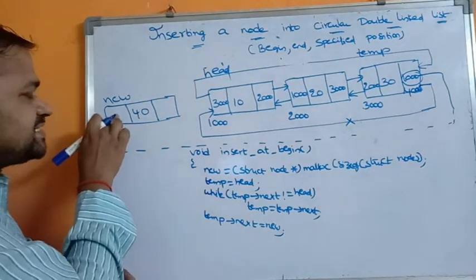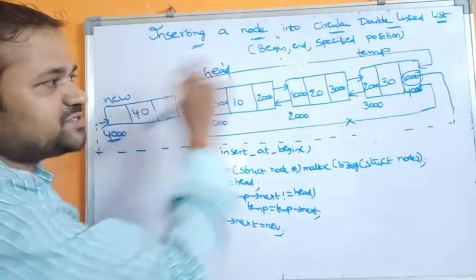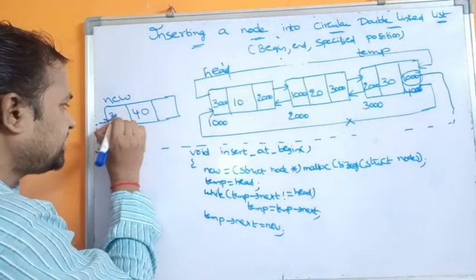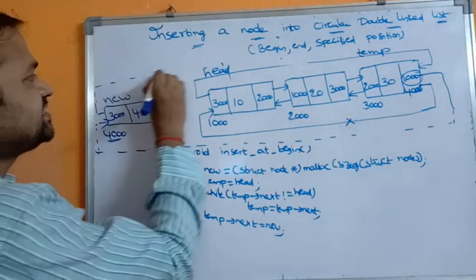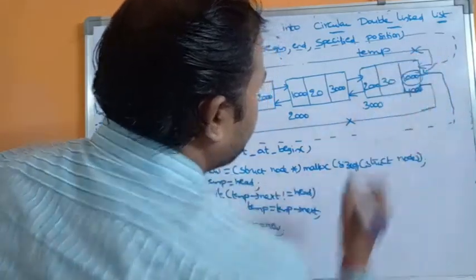Next one, this is the previous field. The first node's previous field always contains the address of the last node. What is the last node address? 3000. So if we store 3000 here, then a link will be formed like this. So this is the new link. That's why we are using dotted arrows, as well as this link will be broken.